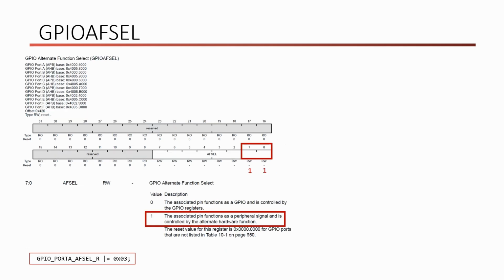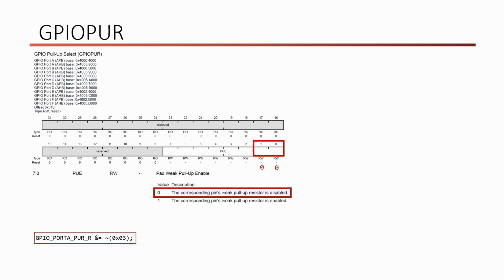The GPIOAFSEL register is the mode control select register. If a bit is clear, the pin is used as a GPIO and is controlled by the GPIO registers. Setting a bit in this register configures the corresponding GPIO line to be controlled by an associated peripheral. So, this is why you need to enable the bit 1 and 0 as they are associated to the PA1 and PA0 pins.